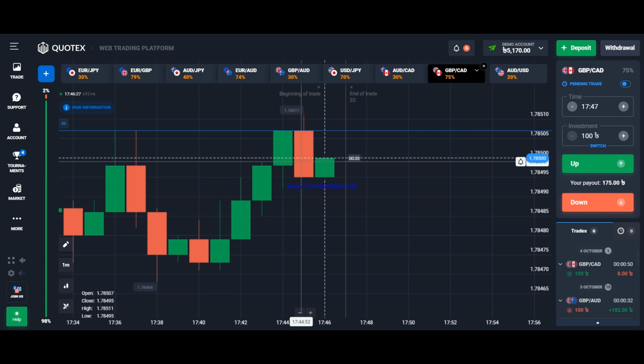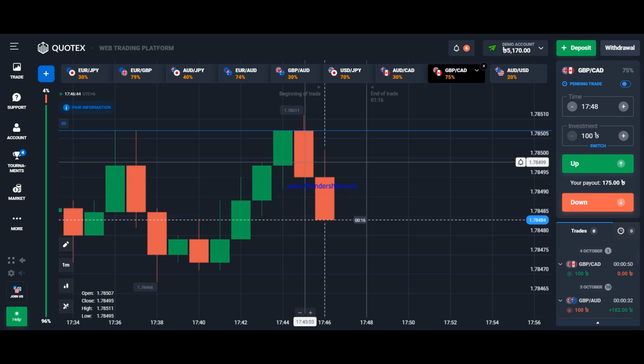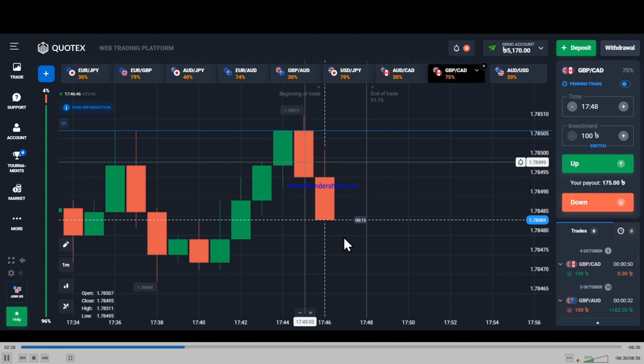I didn't place my trade on this candle because I was seeing if the sellers are strong here, because they're making an M pattern, so they should be strong, and you can see that they made a big candle.